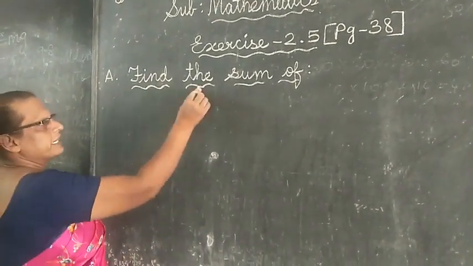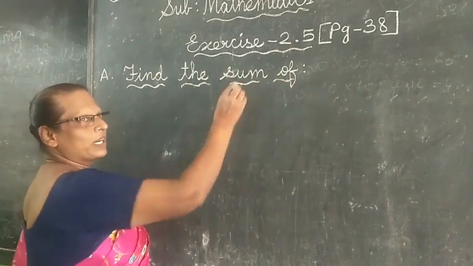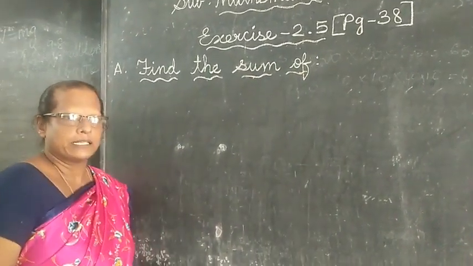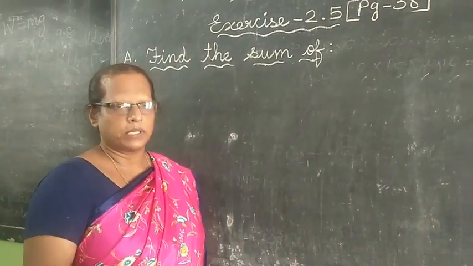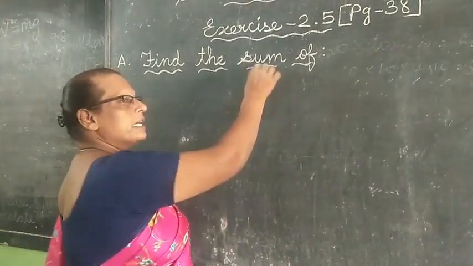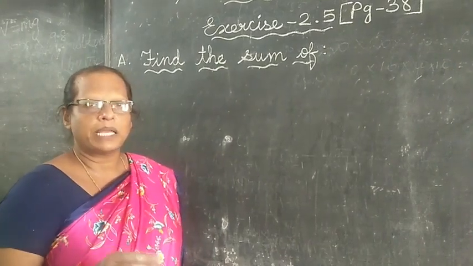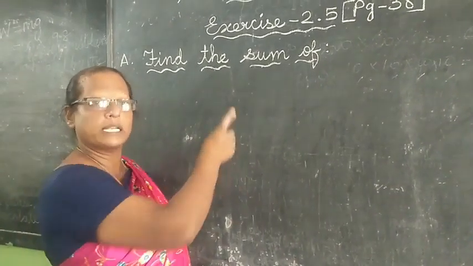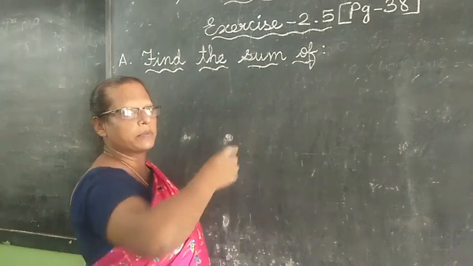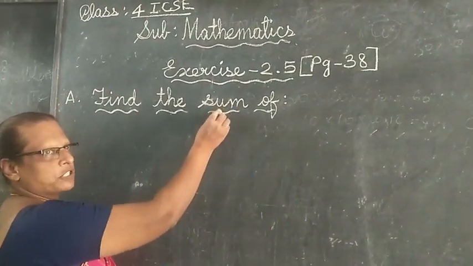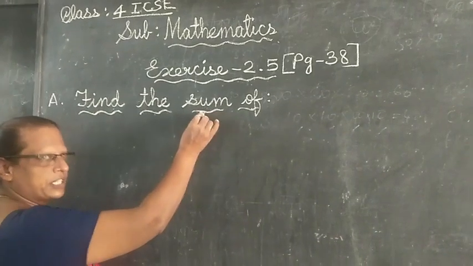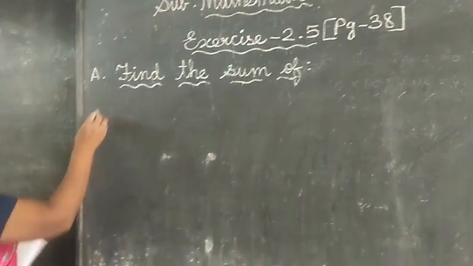Okay. Find the sum of. Sum means what, children? The answer that we get by adding the numbers is called the sum. So adding means we have to add, understood? Don't get confused, children. Sum means addition. Okay, first sum we'll see.